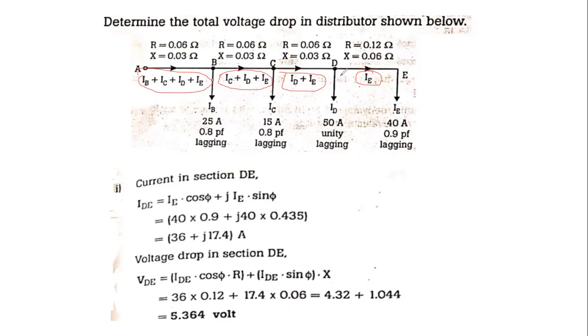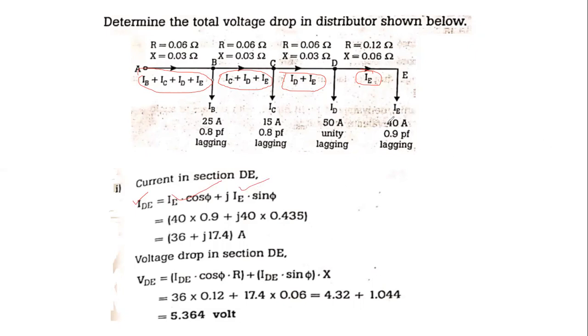First of all, we derive the current in the DE section, that is IDE. This is the AC system. Then we write down the formula for that current. Therefore, IDE is equal to IE cos phi plus j IE sin phi.